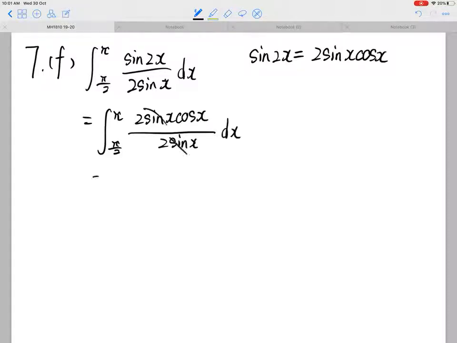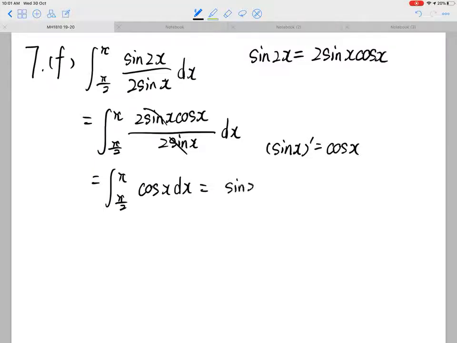So it's just the integration of cosine x, which is sine x, because sine x's derivative is cosine x. So this part is sine x from half pi to pi, which is sine pi minus sine half pi. This part is 0, this part is 1, so it's negative 1.